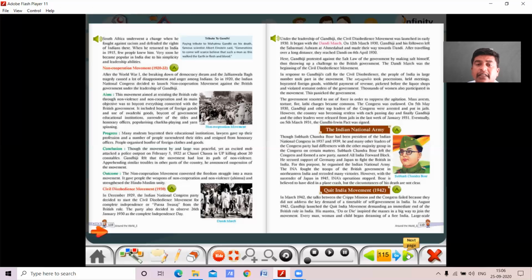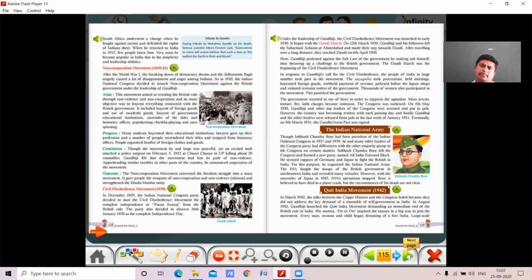Gandhiji felt that the movement had lost its path of non-violence. The people who were gathered there killed 20 of the British police constables. Apprehending similar troubles in other parts of the country, he announced the suspension of the movement. You need to observe, children. By this incident, Mahatma Gandhiji was very sad. He was mourning about this incident. He didn't expect that.